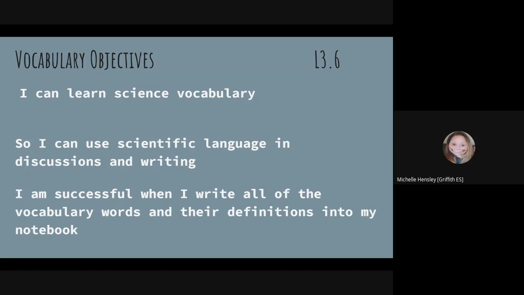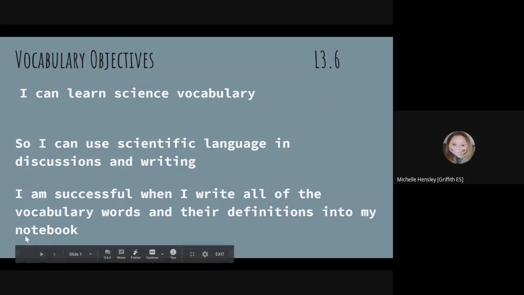All right, so what are we doing today? We're learning some new science vocabulary that goes with our Unit 3, learning about plants. Why? So that we can use that scientific language. You can use academic language when we're talking about science and writing about science and plants. We'll be successful today when we get these words and their definitions written down into our notebook, because that's our first step to learning these new vocabulary words.